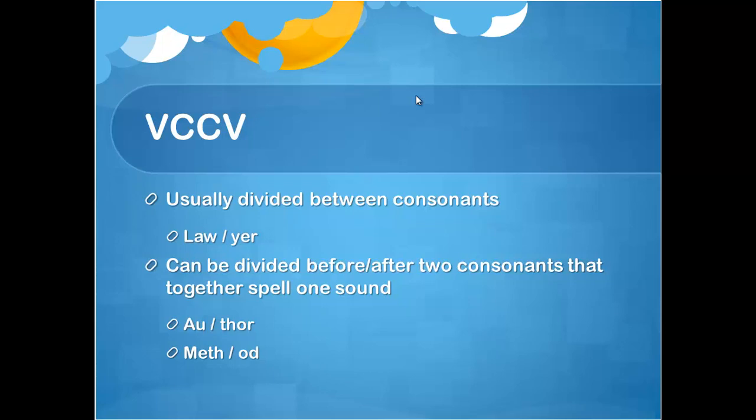The same thing for method. Again, we have that TH sound, so it's going to work together to make the th sound. We don't want to separate. We don't want to divide the syllable between those two consonants because they are working together. So we divide it after it instead.